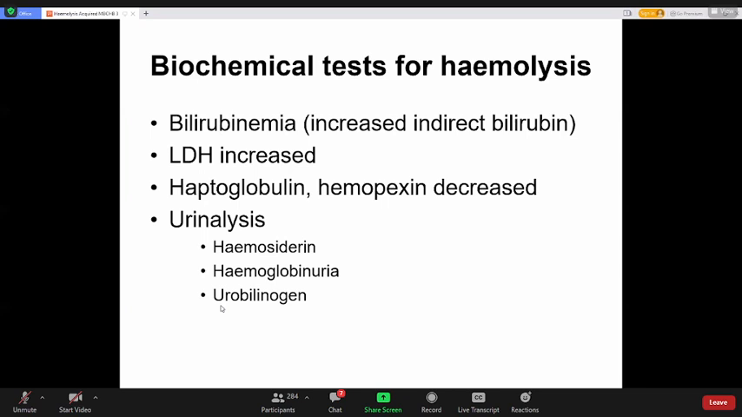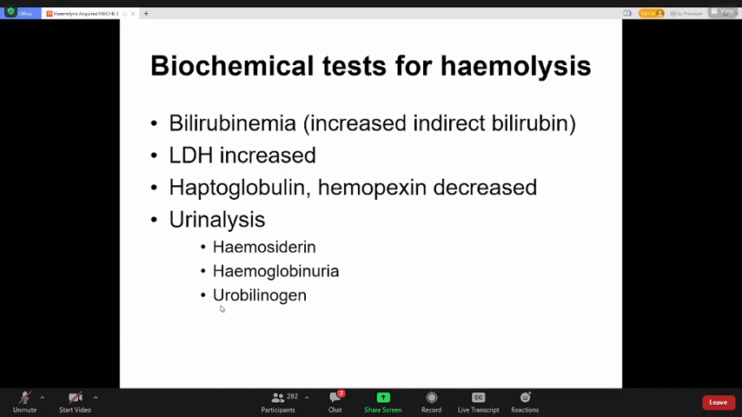Then you can have biochemical tests of hemolysis, and I'm sure you've gone through this. Usually you can have an increase in indirect bilirubin, because you know that hemolysis is a cause of indirect bilirubinemia. Lactate dehydrogenase is also increased because we know red cells have a lot of LDH, lactate dehydrogenase, and when they are destroyed, especially in extravascular hemolysis, then the LDH level rises.